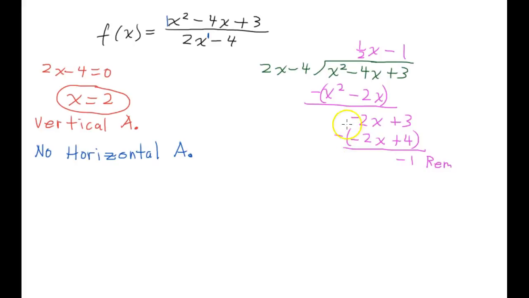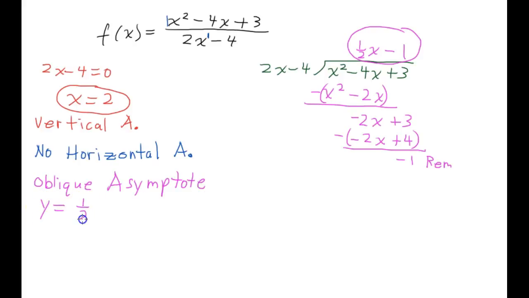The remainder won't do anything to the oblique asymptote. This is the big deal. This is our oblique asymptote. So I'll write that up there, and I should probably give you the full word here, asymptote. And that is y equals this 1/2 x minus 1. So there are all the asymptotes.